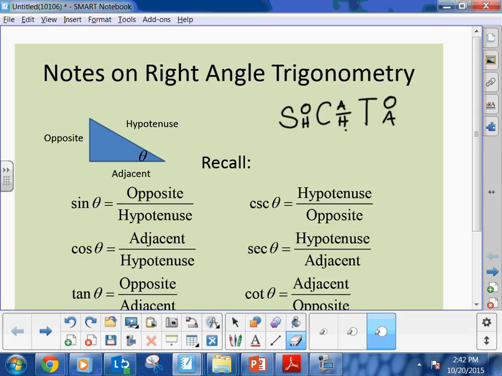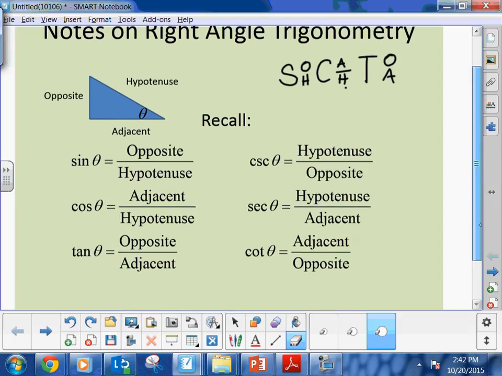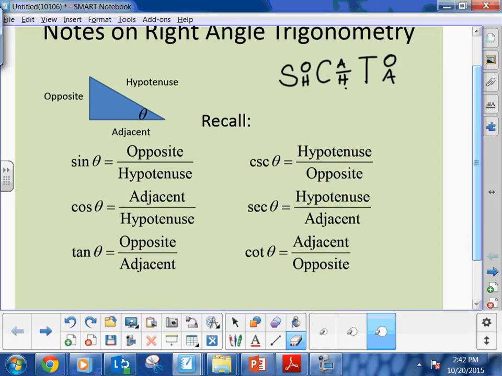The biggest thing we're going to draw from this is that now we're going to deal with triangles that are no longer in the unit circle. So the hypotenuse is going to be important. We are going to take it into consideration and use it in order to solve some of these triangles.